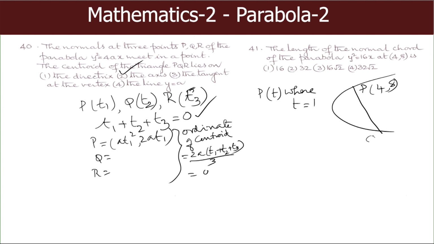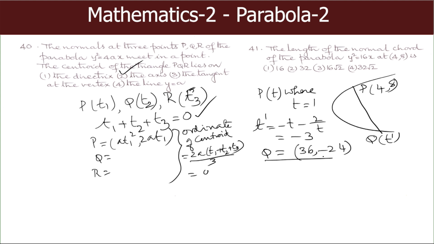And suppose this is Q, with parameter t dash. If the normal to the parabola at P meets the curve again at t dash, there is a relation: t dash equals minus t minus 2 by t, that is equal to minus 3. Therefore, Q equals (4t², 8t) with t dash: 36, and 8t means minus 24. So, these are the coordinates of Q.